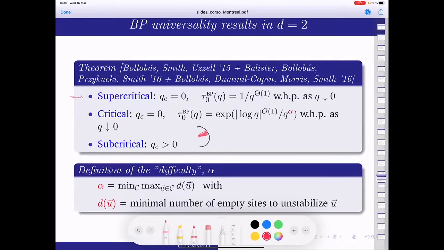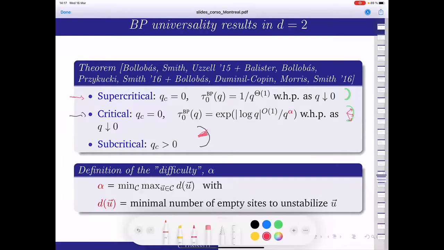Now I start from the first class that I defined, the one of models which have at least one semicircle which is completely green, completely unstable. In this case, the time scale for the bootstrap dynamics scales as an inverse power of the density of empty sites. And finally, the critical case. This is the case in which we do have at least one semicircle which is completely unstable, with the exception of a finite number of stable directions.